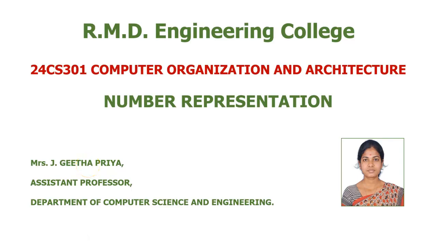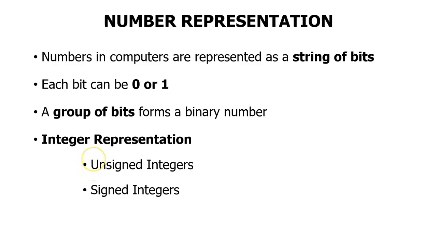Hi everyone. In this lecture, we'll learn about number representation, which is a fundamental concept in computer organization and architecture. In a computer system, the numbers are represented as a string of bits. Each bit can either be a 0 or a 1, and a group of bits together forms a binary number. We'll now look at the integer representation, which includes both the unsigned integers and the signed integers.